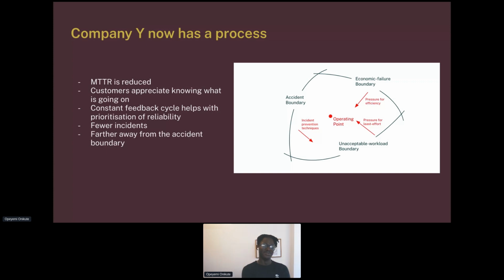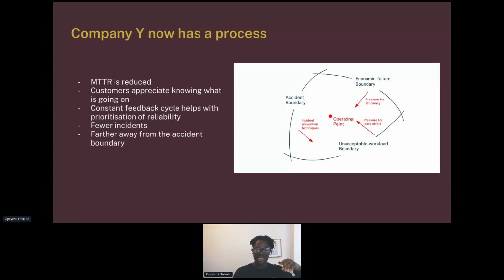The next thing is this constant feedback cycle of doing incident reviews helps prioritize reliability in your company in general. Everyone knows what the long running problems are in the company and how they're resolved. And then you have fewer incidents. So in general, based on our model of resilience, our fancy model, we are now further away from the accident boundary, which means that the company is less likely to have incidents, which is very good.